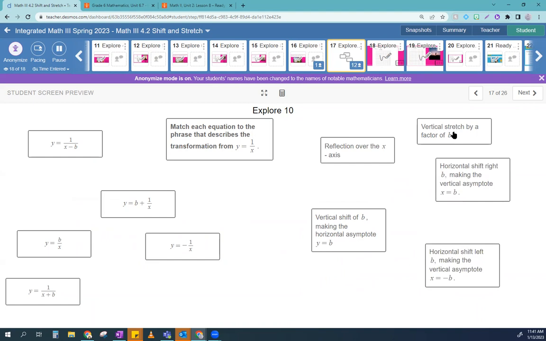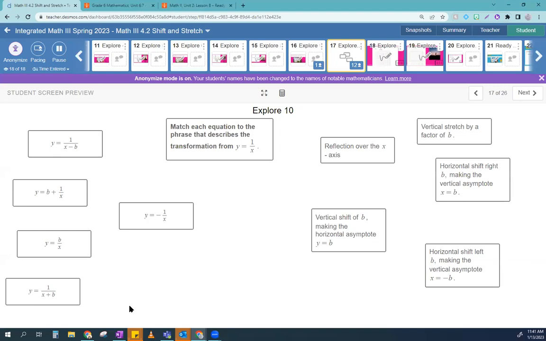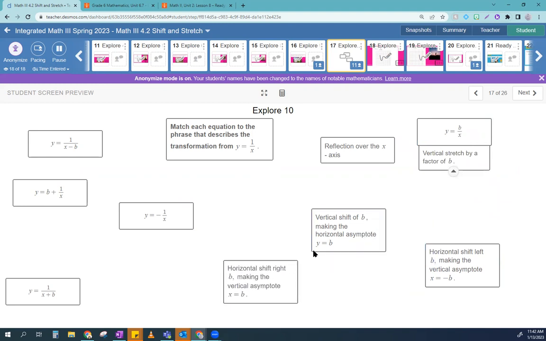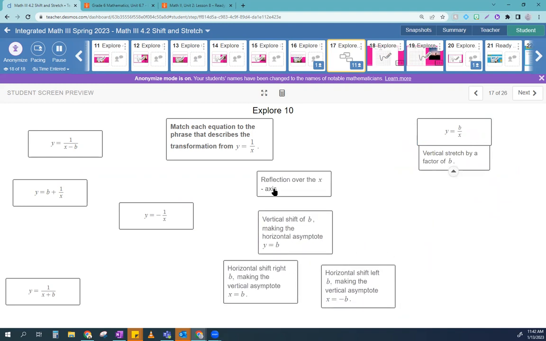Let's just start with vertical stretch by a factor of b. Which one of these is a vertical stretch by a factor of b? What did you guys say? Yeah, right. So a lot of you got the right answer. You said b over x, Miss Johnson. And I know that because b is in charge of multiplying out and giving it a stretch. So these two go together, this guy and this guy. So I'm going to move these guys over here, and then maybe my answers will go over there.